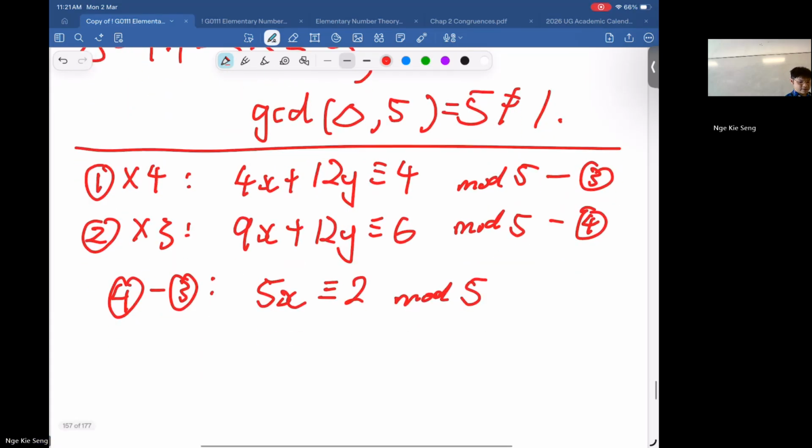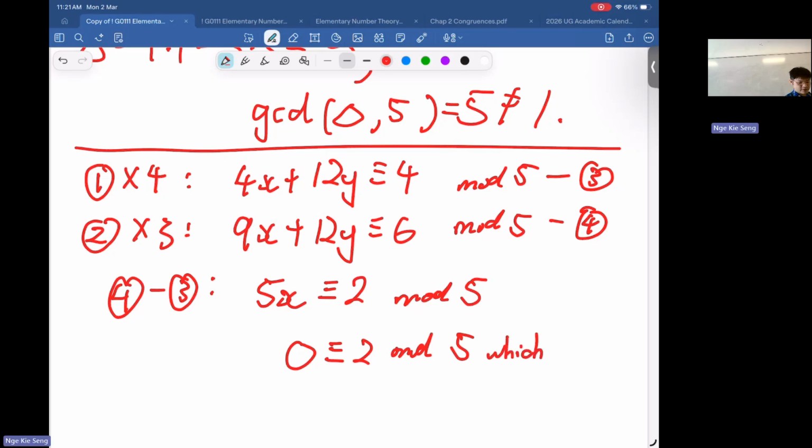Okay, but what's this? Yeah, sure. So what's this? 0 equals to 2. Is it possible? No, right. Okay, so this is a contradiction, which is absurd. Okay, so no solution. Absurd is like crazy. Stupid.